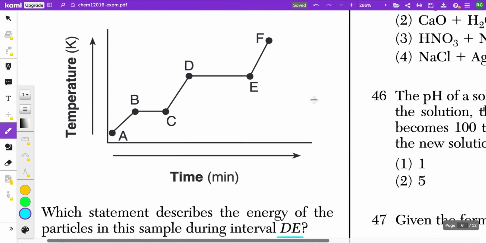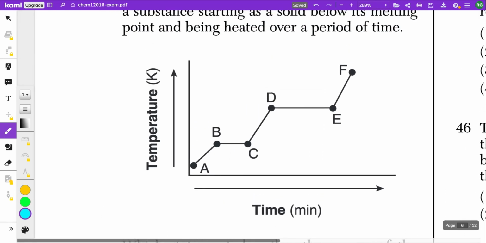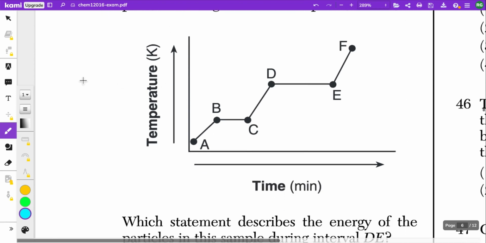Now, it's important to understand what's going on in a heating curve. So imagine if this was a heating curve for water. Now, we know that water has pretty strong intermolecular forces of attraction between 2 water molecules in this case.